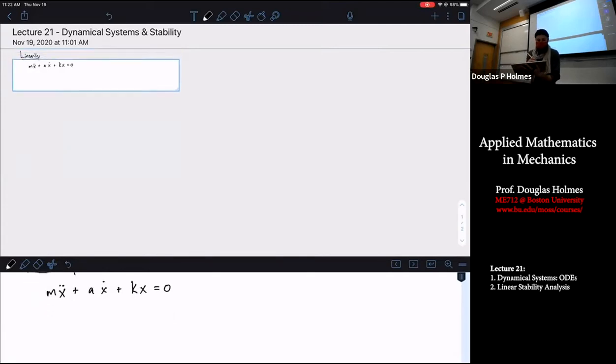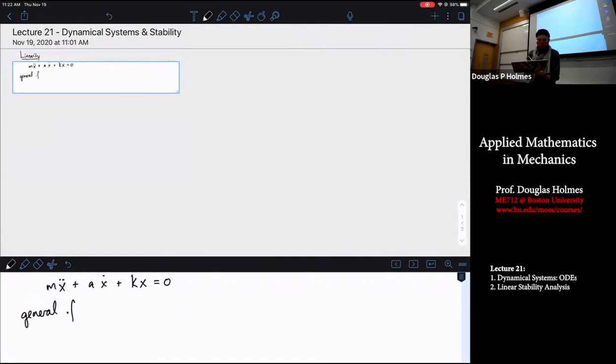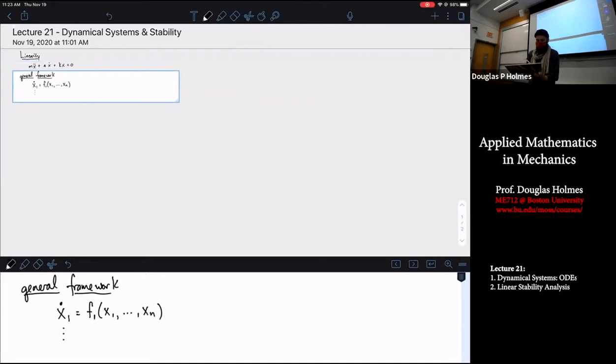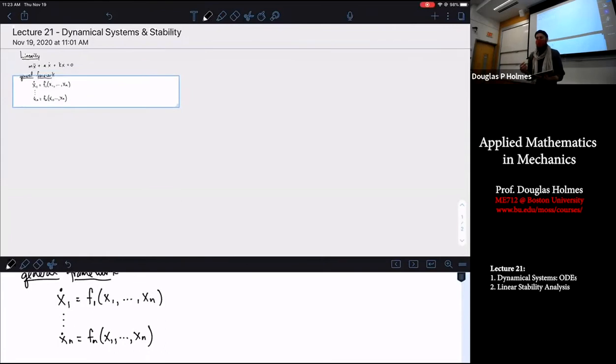And the general framework requires us to think about a system of differential equations such that we can write x1 dot equals some function f1 of x1, and this could include many terms, all the way up to xn dot, which has a different function fn, which also takes x1 to xn. So the idea would be, can we write our differential equation in this form? And you might be thinking, well, what just happened? The first thing you wrote down was a second order ODE, and you just showed me the general framework consisting only of first order ODEs.